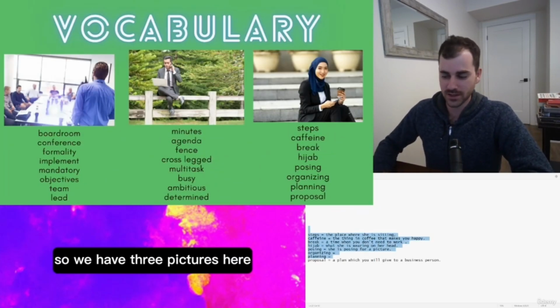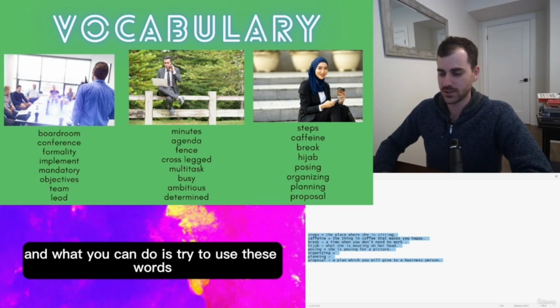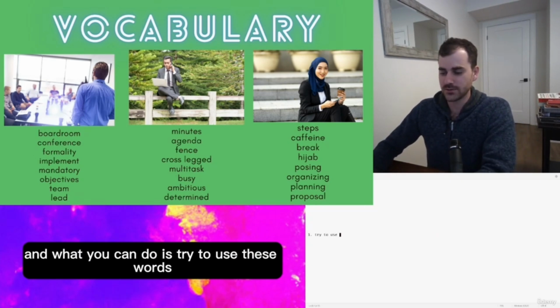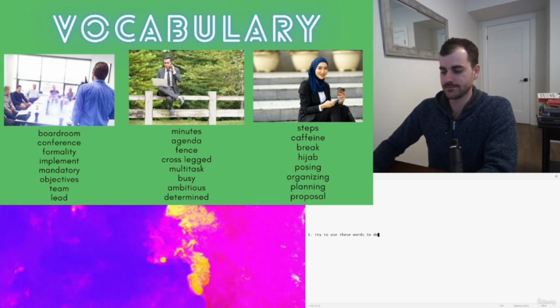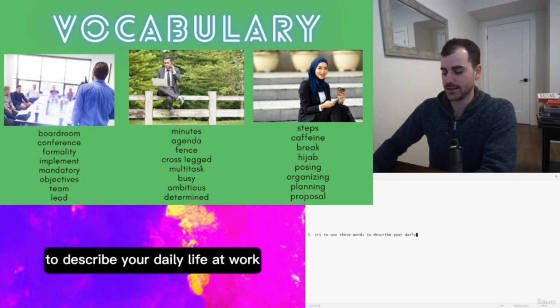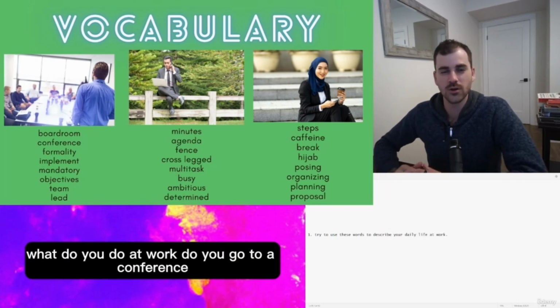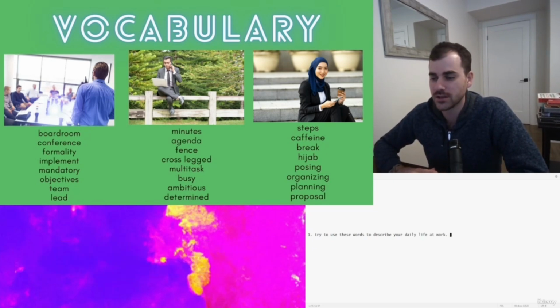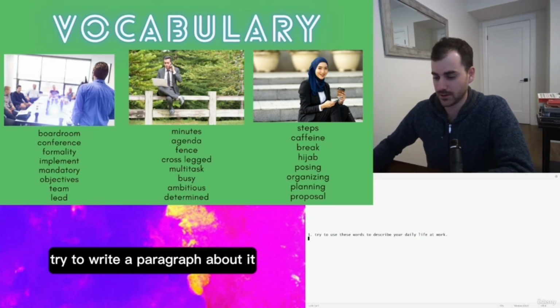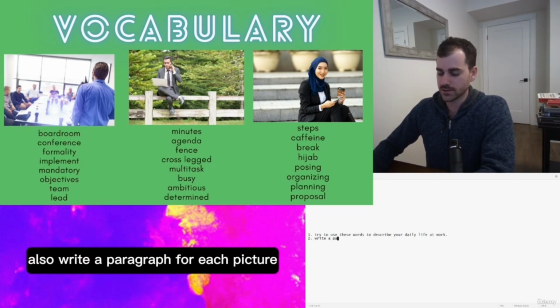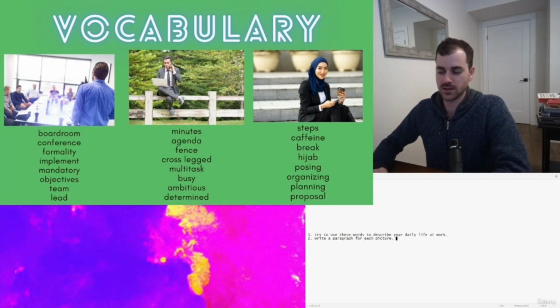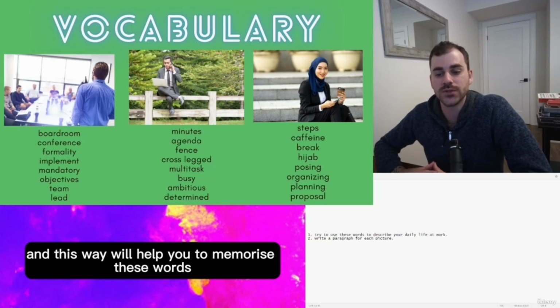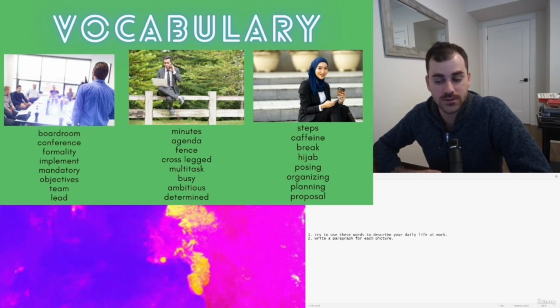So we have 3 pictures here, and what you can do is try to use these words to describe your daily life at work. What do you do at work? Do you go to a conference? Do you go to a boardroom? Try to write a paragraph about it. Also, write a paragraph for each picture. And this way will help you to memorize these words, use them in context.